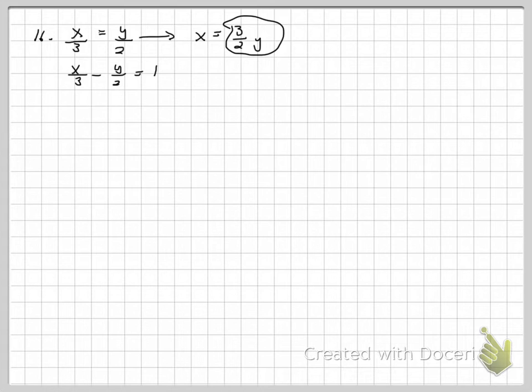We have x over 3 equals y over 2. And the next one is x over 3 minus y over 2 equals 1. We are trying to solve by substitution, so I'm going to take the first one, and I'll solve for x by multiplying on the right side of the equation, and x equals 3 halves y. There's my expression, plugging it in.